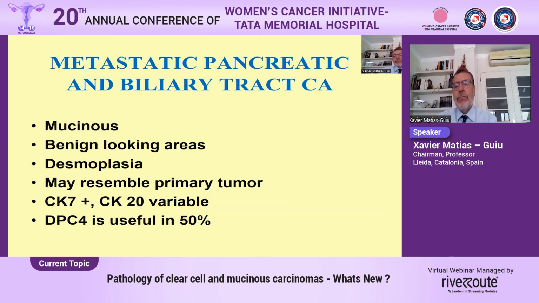Metastatic pancreatic and biliary tract carcinomas, I put these two tumors together, although there are several differences, but they raise problems with differential diagnosis. They can mimic mucinous primary tumors. They have benign looking areas, and they have dysplasia. And they may resemble primary tumors, even benign or borderline tumors. And immunohistochemistry is not that helpful, although DPC4 is useful in 50% of cases of pancreatic metastasis.